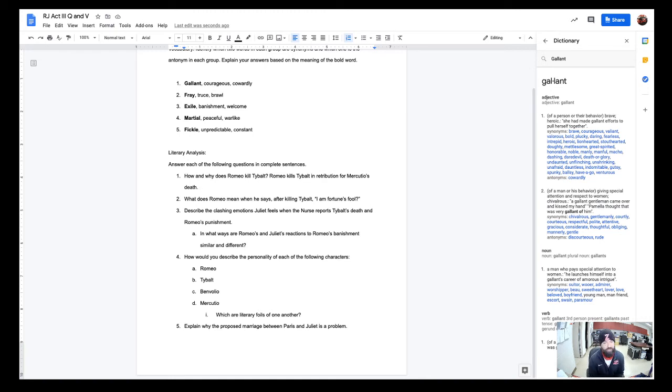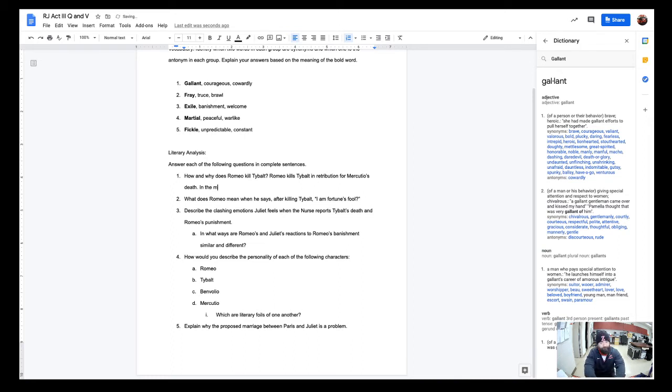I could say Romeo kills Tibble because he's mad at Tibble for killing Mercutio. I could say that, but I just really wanted to use that good word, right? Romeo kills Tibble. That tells why he killed. I still got to do how. So I got to write another sentence.